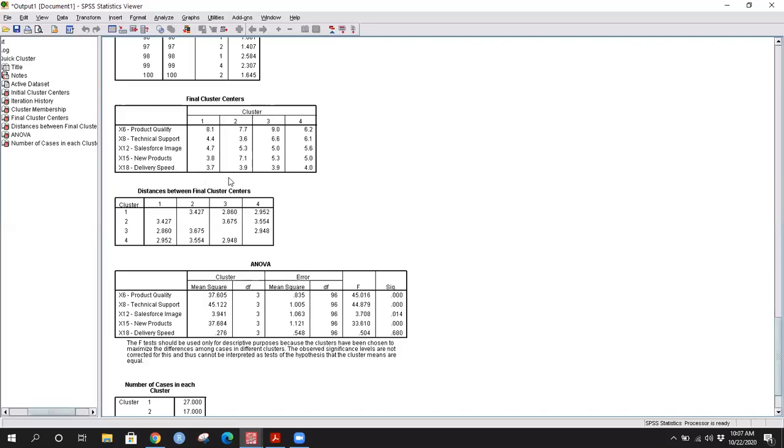Okay. So talking about this cluster 1 in particular, however, this cluster 1 can be a good target market in terms of introducing high quality product. However, new products again will put a hindrance in actually attracting this cluster 1, since on the new product it has the lowest rating.